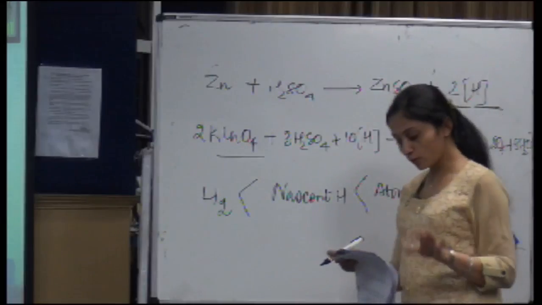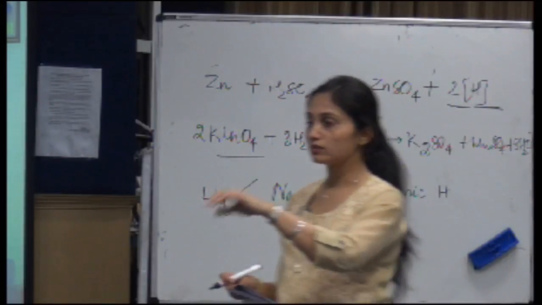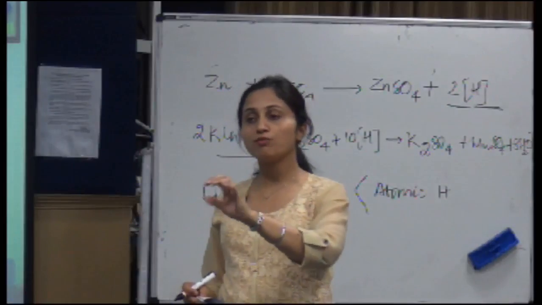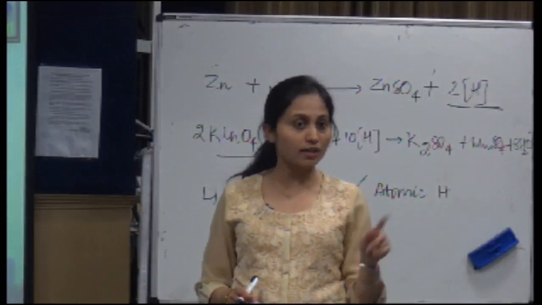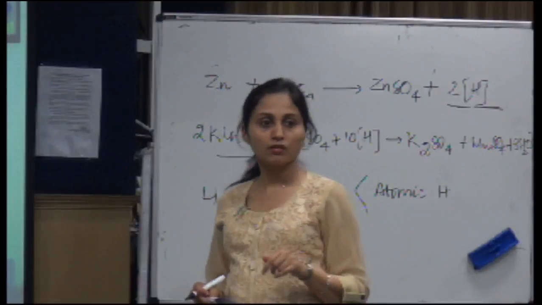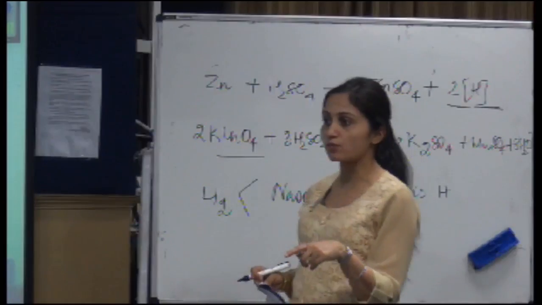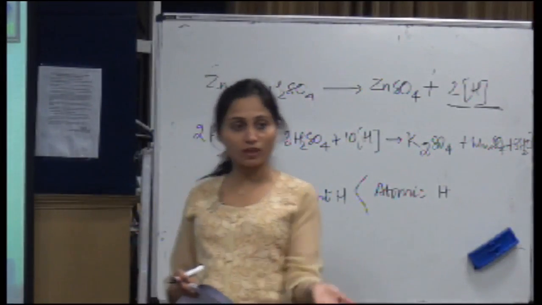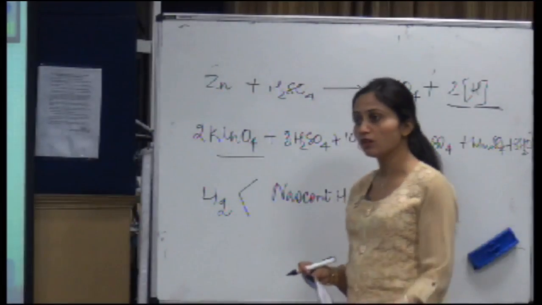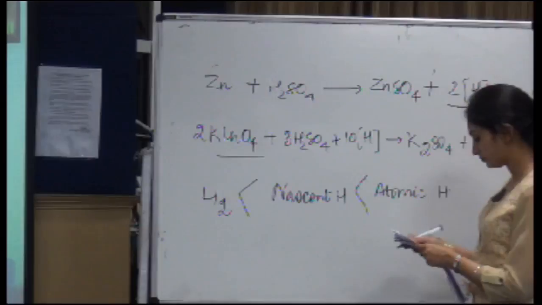And normally nascent hydrogen is generally formed during chemical reactions in aqueous media. This is another property. Your atomic hydrogen can be obtained better in a gaseous phase, whereas in case of aqueous media, you generally get a freshly formed one, which is absolutely new. So nascent hydrogen is generally produced in aqueous media.